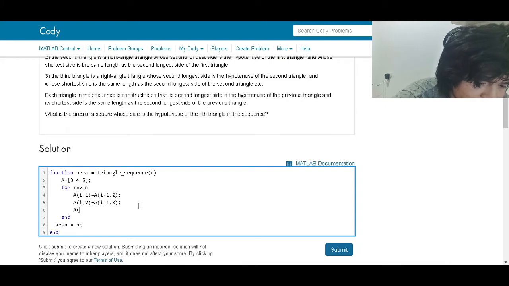What's left? The hypotenuse. And how do we get the hypotenuse? We have to get the square root of the sum of the squares of these two sides, right? So it should be something like this, elevated to 0.5 because it's going to be a square root, and we're going to say this, a I minus 1 2 square plus the same thing.